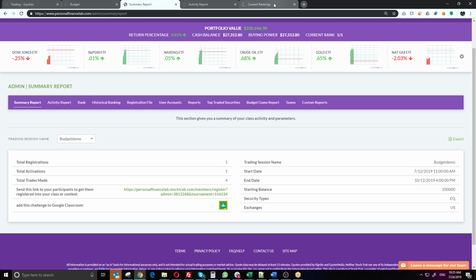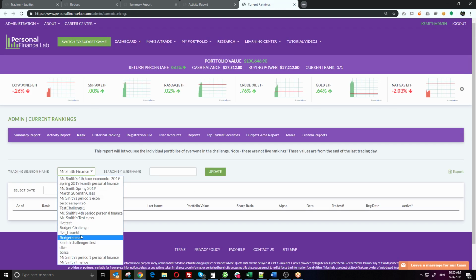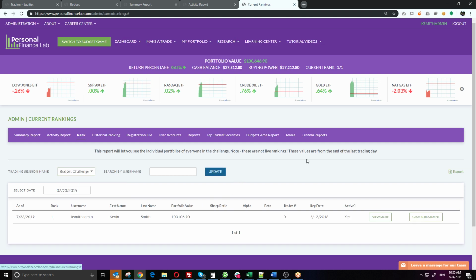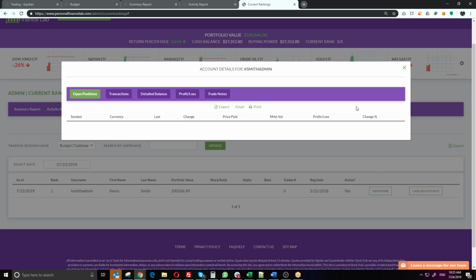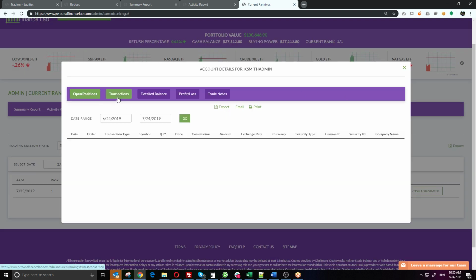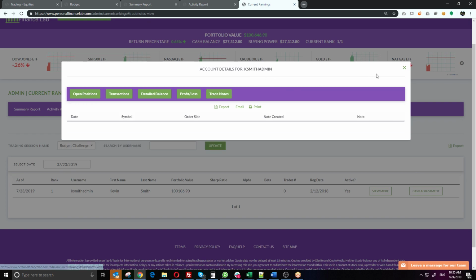The next one's called the ranking report. This one's not like the student rankings page. It uses the end of day values from the previous day, but from this report you can see each student's holdings, their trades, their account balances, profit loss statements, and all the trade notes they left. You can export all this data yourself if you want to.